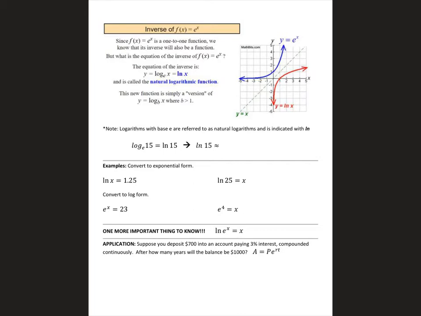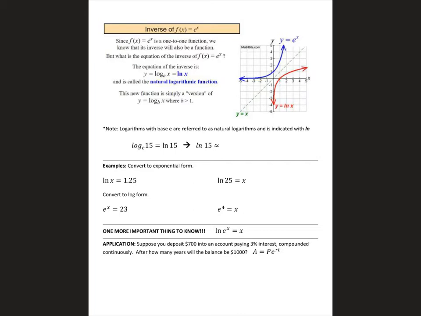Well, if I was to flip-flop the coordinates x and y, you can see I have this graph in red. That graph in red is called y equals ln of x. If you think back to the relationship between exponential functions and logarithms, we know that logarithms and exponentials are inverses of each other. The only difference is now that my base is e. So y equals log base e of x is the inverse of y equals e to the x. And we refer to log base e of x as natural log of x.